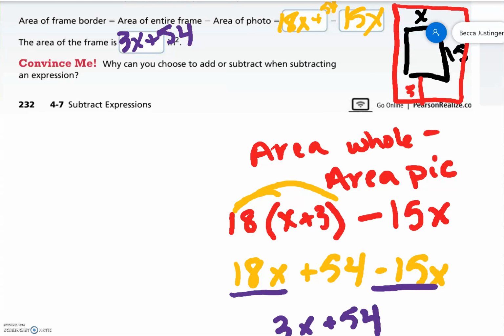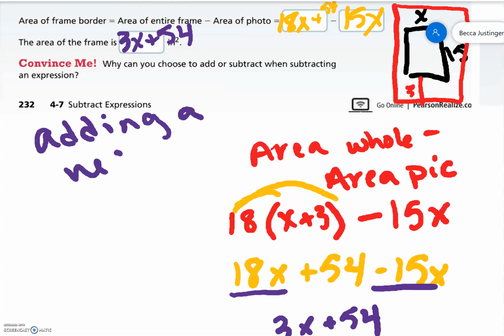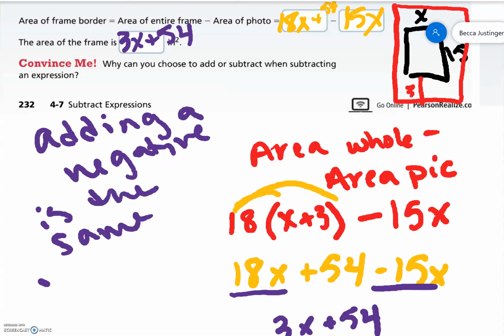Why can you choose to add or subtract when subtracting an expression? Because adding a negative is the same as subtracting.